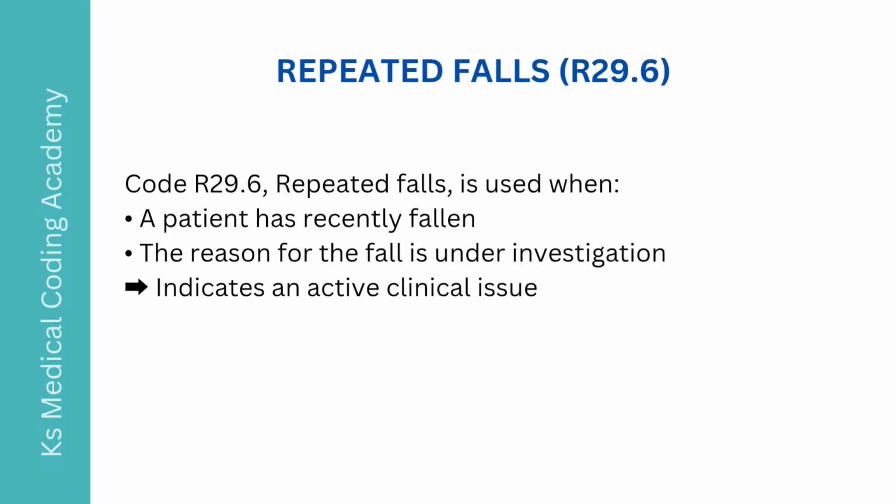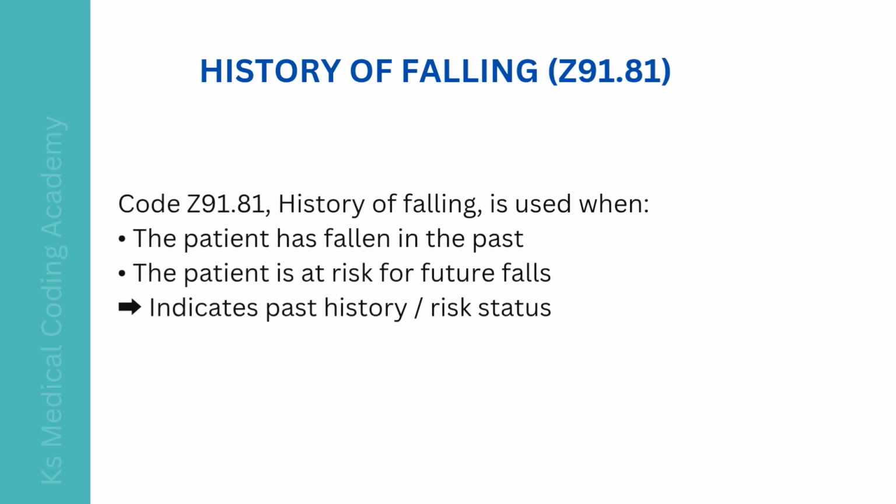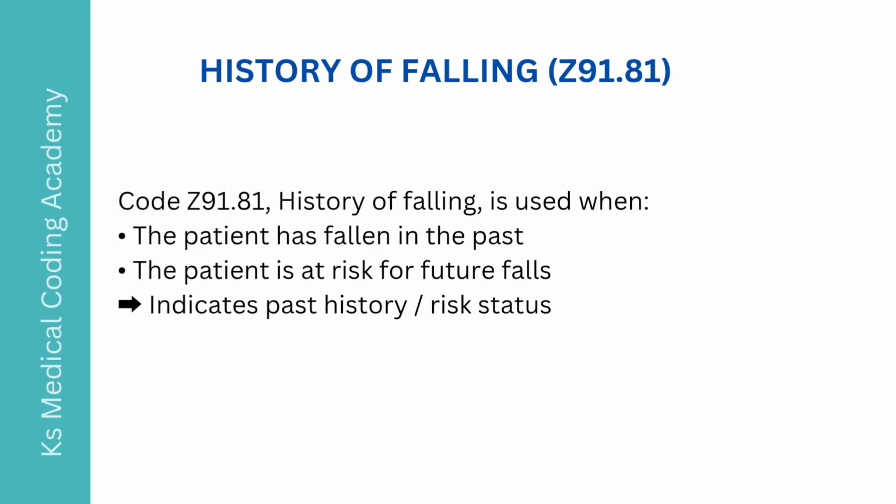Repeated falls. Code R29.6, repeated falls, is assigned when a patient has recently experienced falls and the cause is actively being evaluated. This code reflects an active clinical concern, not a historical condition. History of falling. Code Z91.81, history of falling, is used when the patient has fallen in the past and is considered at risk for future falls. This code represents past history and risk, not an active evaluation.